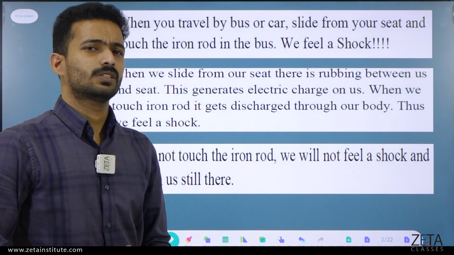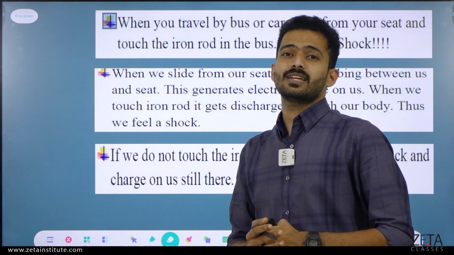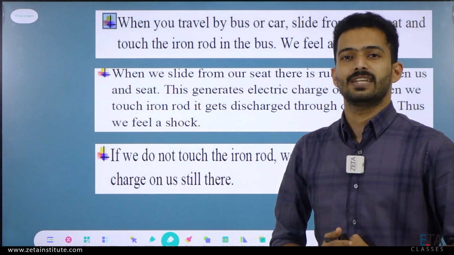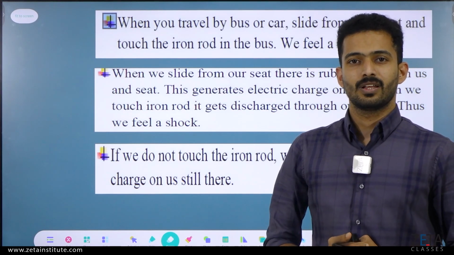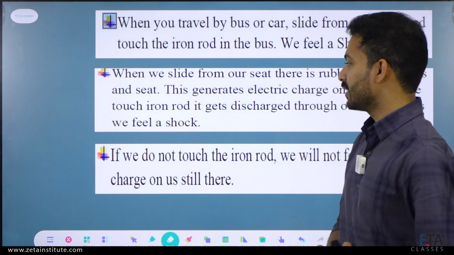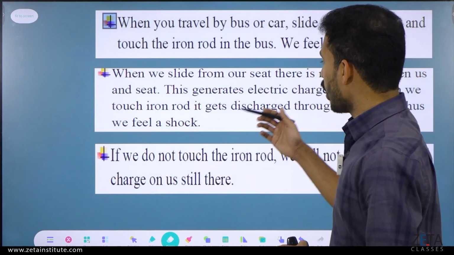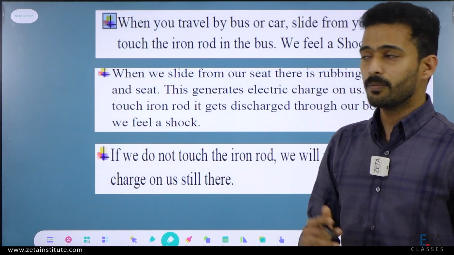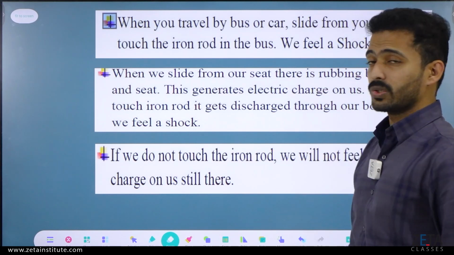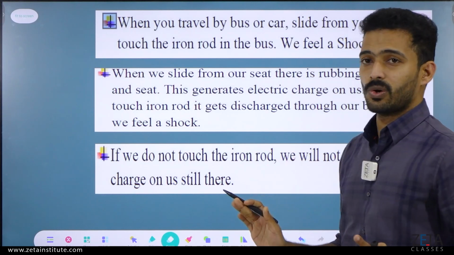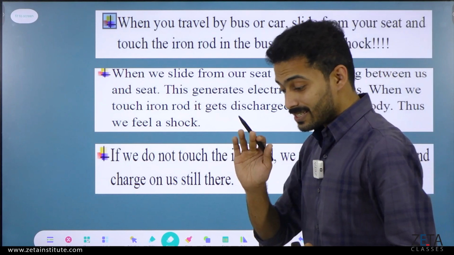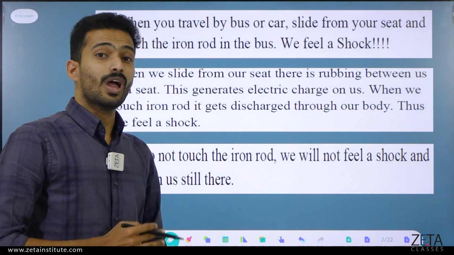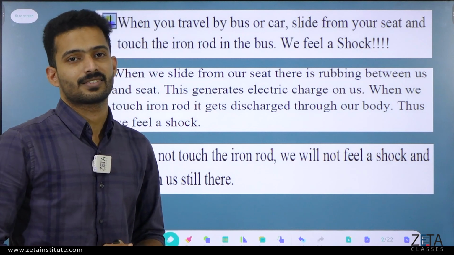You may have a doubt: how is a charge generated when we slide over the seat? What is the reason for that? We will explain all these things in this chapter. Also, if we do not touch the iron rod, a charge is still created on our body after sliding, but we will not feel a shock and the charge on us is still there.